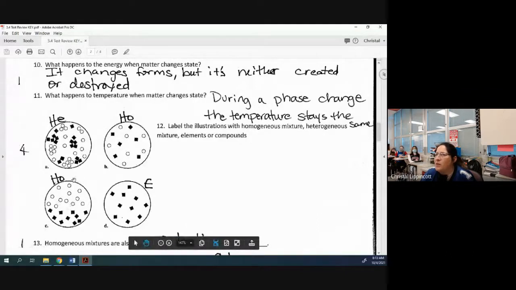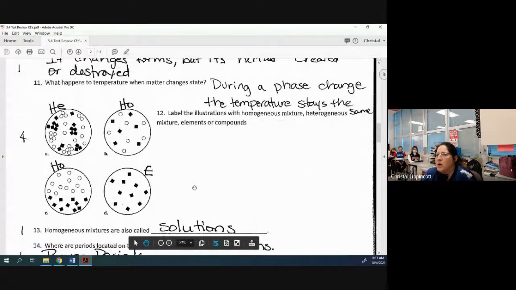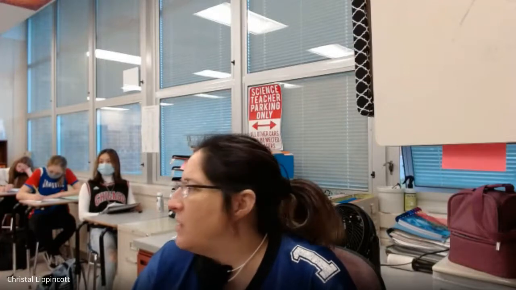Here, this one's definitely heterogeneous. You've got lots of differently sized particles in here. Homogeneous and mixed thoroughly throughout, so that's definitely homogeneous. And then this would just be an element because it's only one thing in there. All right, we also had some examples in your notes that you can go back to and look those over. So you will have diagrams like this that you have to identify on the test.